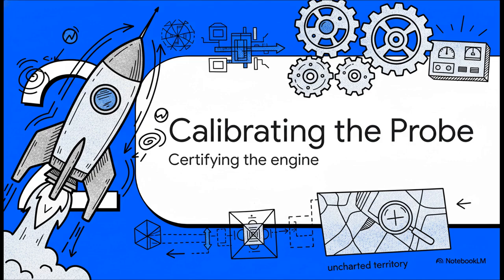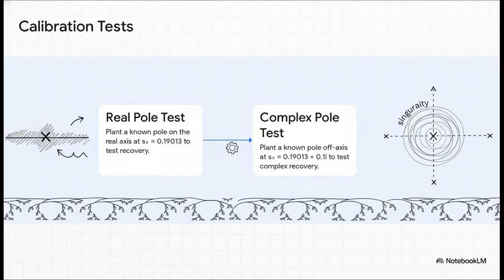Of course, before you send a probe into totally uncharted territory, you have to be absolutely sure it works. You can't go looking for an unknown target with an untested tool, right? So the very first step was this rigorous G-force synthetic calibration to certify the engine for complex searches. The calibration had two really critical tests. First, a sort of backward compatibility check. Could it still find what it was supposed to find before? We planted a known pole right on the real axis at S0 equals 0.19013.